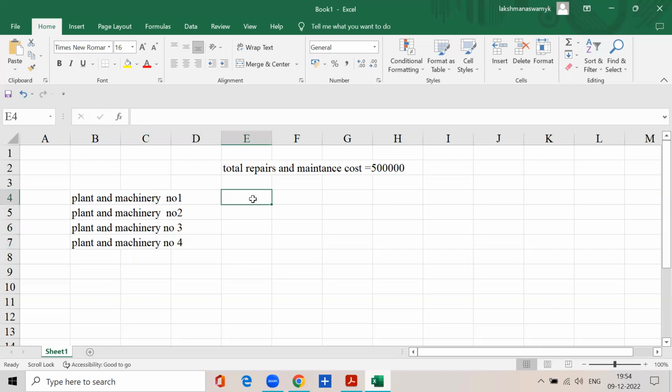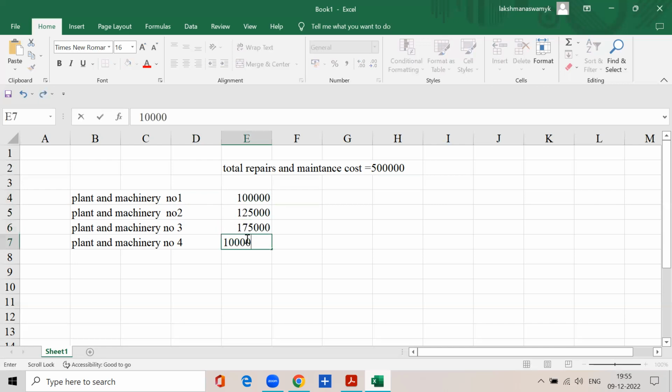So at the time of posting to repairs and maintenance expenses in FI, you enter the respective cost center, which represents the plant and machinery on which the repairs and maintenance cost is incurred. So with the help of this, you will come to know that on plant and machinery number 1, 1 lakh. Here it is 1,25,000. Here it is 1,75,000. Here it is 1 lakh.